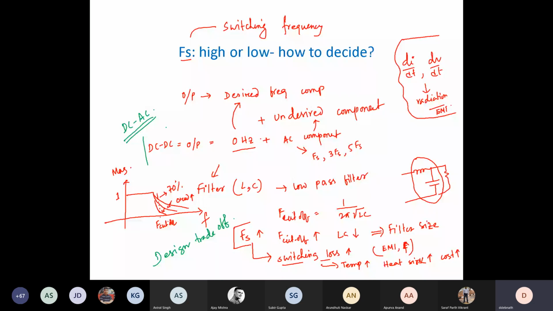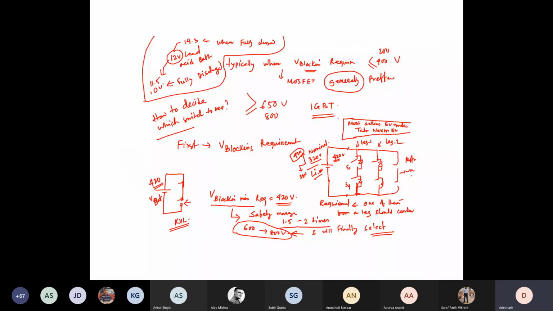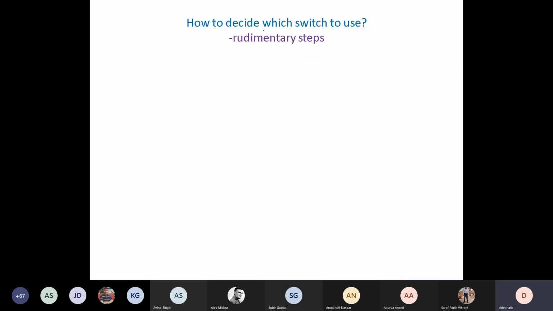The next thing I tried to discuss was how we decide which switch to use for different applications, and we discussed steps like how to decide the voltage blocking rating requirement. There will be a theoretical requirement, and then we'll be multiplying it with a safety factor.